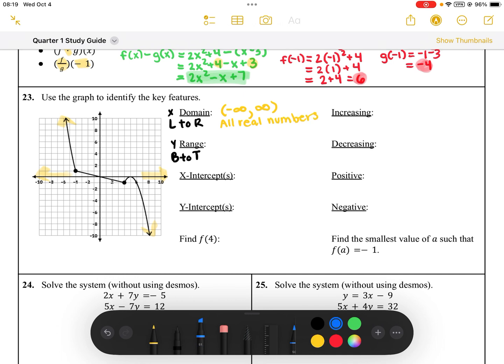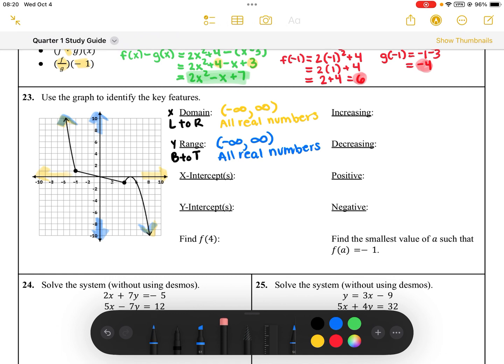For range, I'm going from bottom to top. As I go to the bottom here, my graph's going to keep on going down, so my y value will keep getting smaller and smaller and go towards negative infinity. As I go to the top of my graph here, my y value is going to keep going up and up to positive infinity. So you can write the interval negative infinity to positive infinity, or you can write all real numbers.